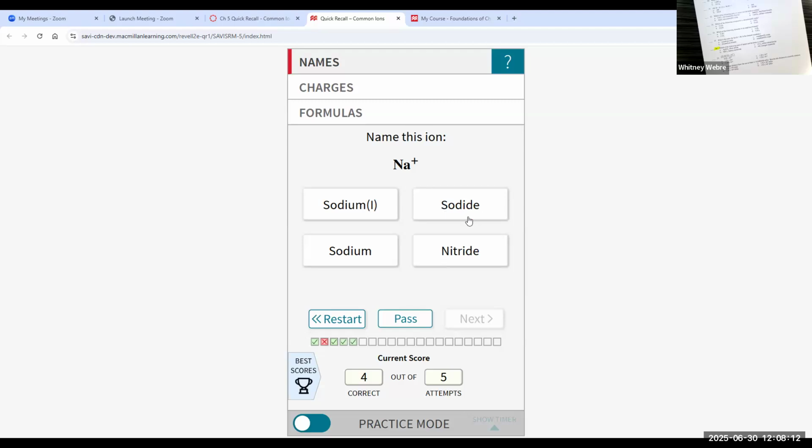Sodide, have you ever heard of a sodide? No, usually the -ide means a negative charge. This is a positive charge. And when we talked about ionic compounds with naming, we just leave the metals as is. So sometimes we'll add the Roman numerals if it's transition, but in this case, that leaves one option. Yeah, nitride, no.